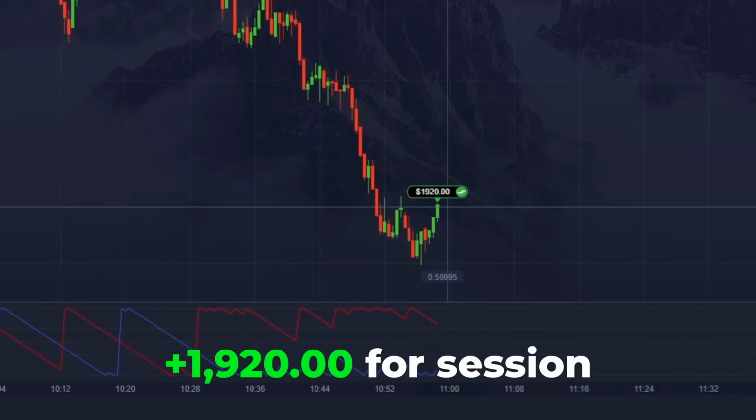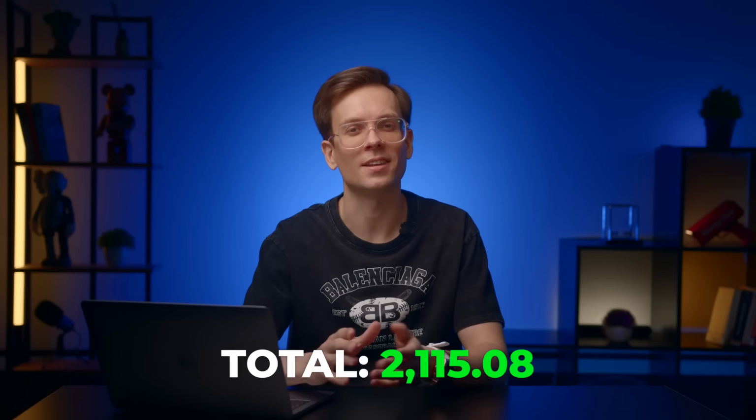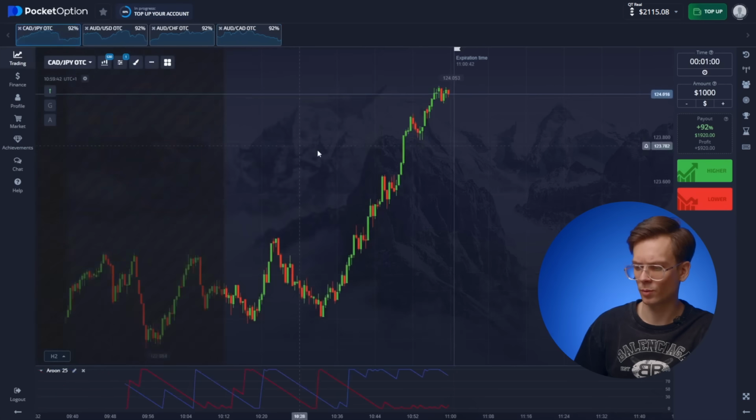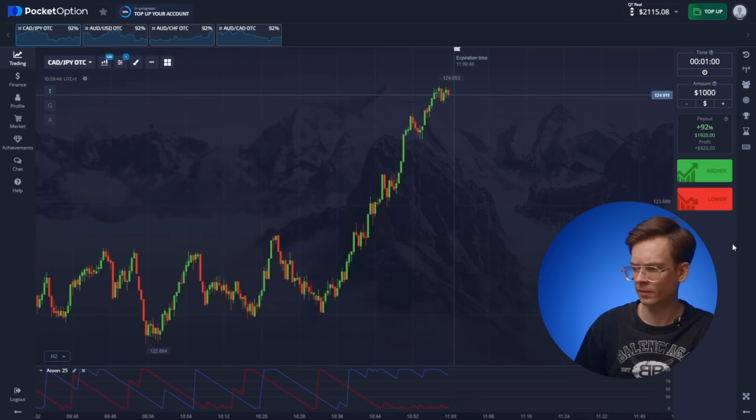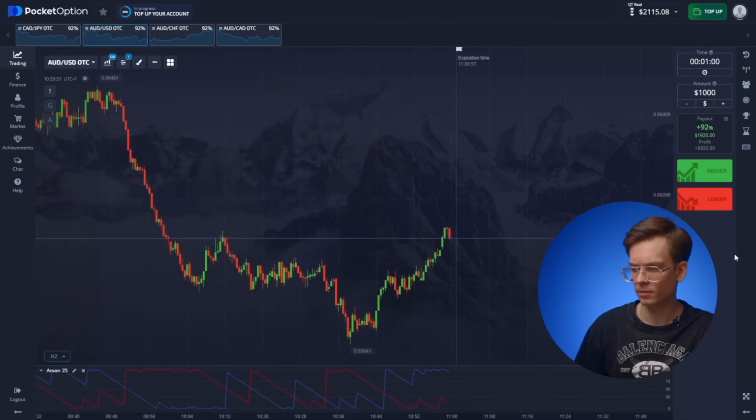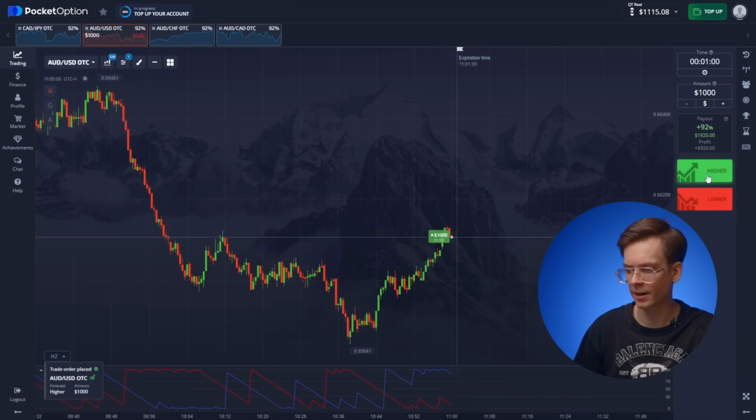How satisfying to be right again. Now my deposit is 2,115. Arun is one of my favorite indicators. I'll make a couple more trades. Okay, skipping Aussie and Canadian. Canadian and yen too. So it's Aussie and Buck. Same investment amounts. Pressing higher.